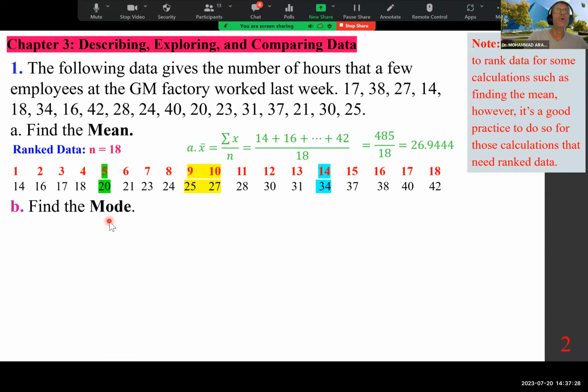We want to find the mode. And definitely to find the mode, we have to have it in a ranked format. It has to be sorted so we can see that. And there is no mode. Why is that? Because mode is the one that happens with the highest frequency. And since none of the values repeat, we don't have any mode.